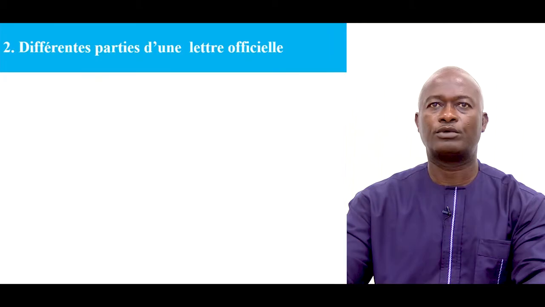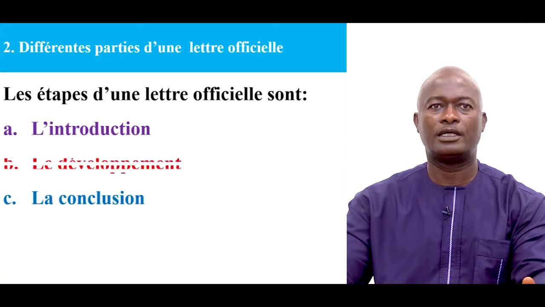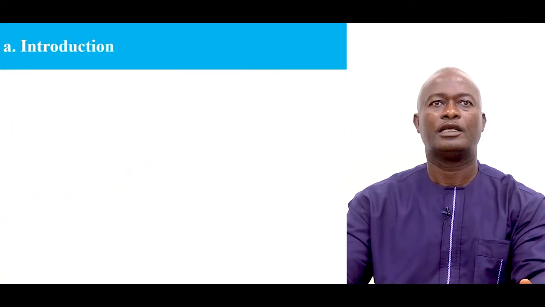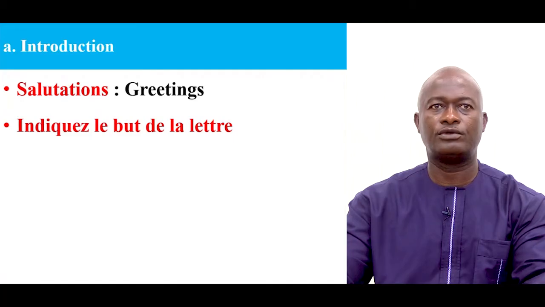Différentes parties d'une lettre officielle. Different parts of official letter. They are. Les étapes d'une lettre officielle sont l'introduction, le développement et la conclusion. Voilà. En introduction, qu'est-ce qu'on doit faire? What do you do in the introduction? You greet. Donc, salutation, donc on salue.